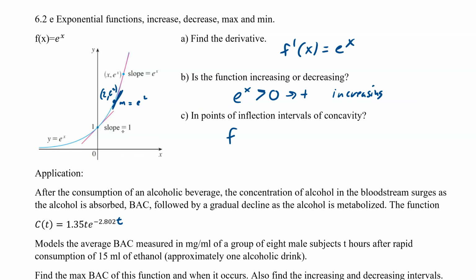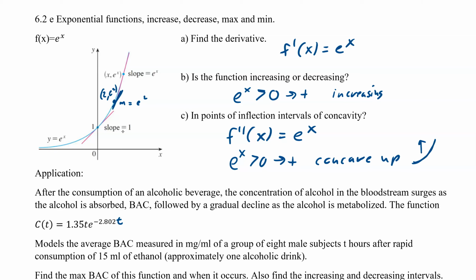Now let's find its second derivative. What is the second derivative of e to the x? It's e to the x. So the same basic idea. This will never equal 0, so it's not going to ever have a point of inflection. But what we do have is that e to the x is greater than 0, which means it's positive, so it's concave up, which matches what it is. Our graph looks like this, which means we are concave up.